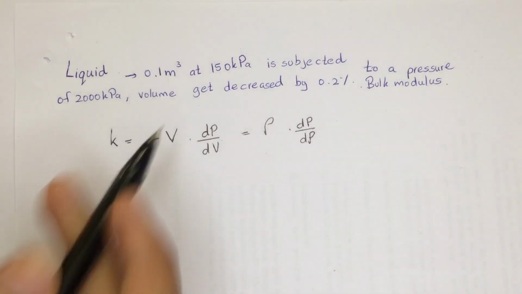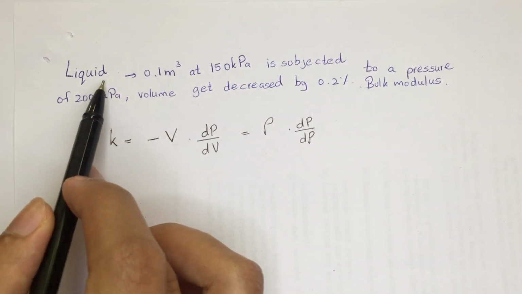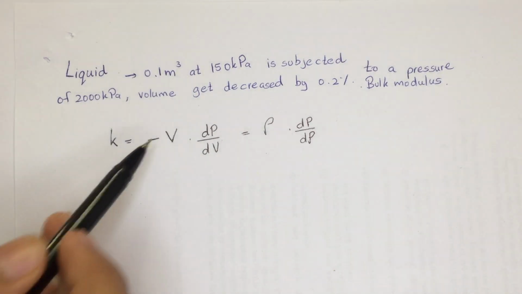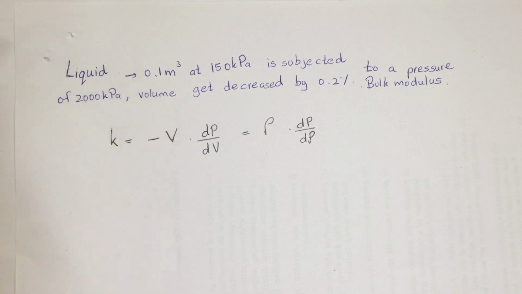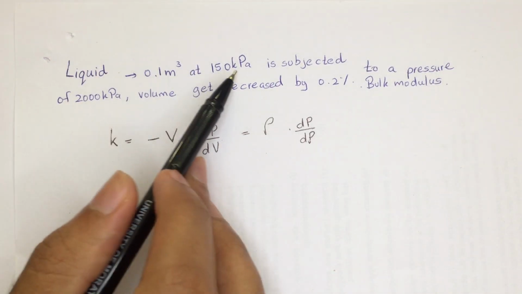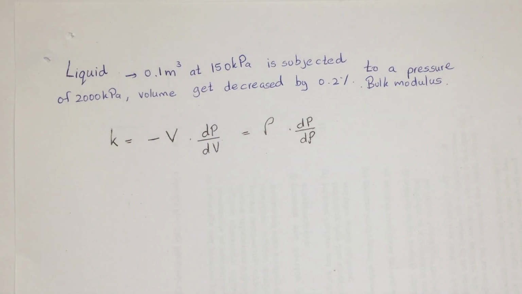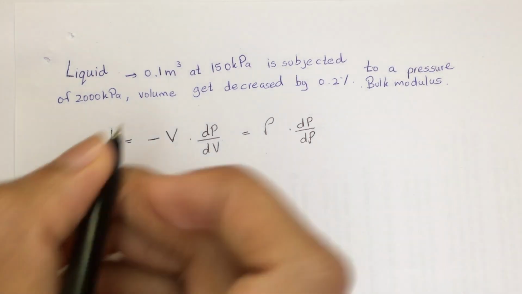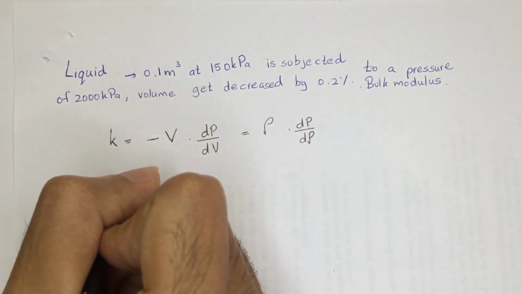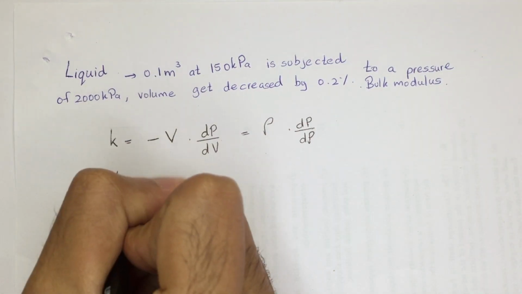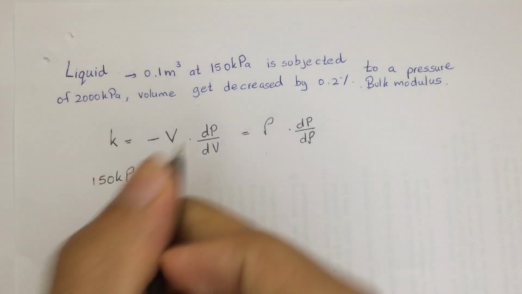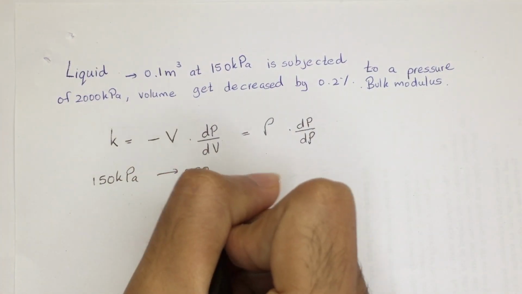Okay, let's move to this question. There's a liquid of 0.1 meter cube. Actually, we know the volume, it's going to be 0.1. At 150 kilopascal, it is subjected to a pressure of 2000 kilopascal. What's meant by delta P? dP is the change between the initial pressure and the final pressure. So what's going to be the change? You can figure it out over here. We are going to change from 150 kilopascal to 2000 kilopascal.